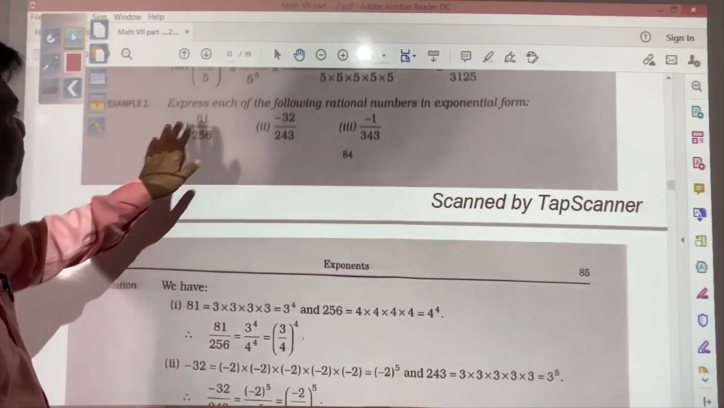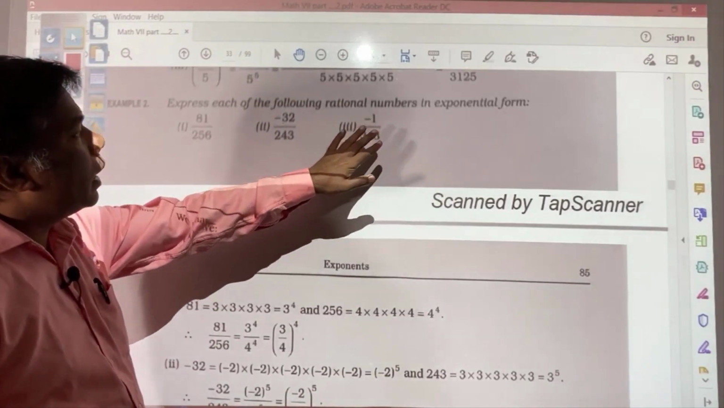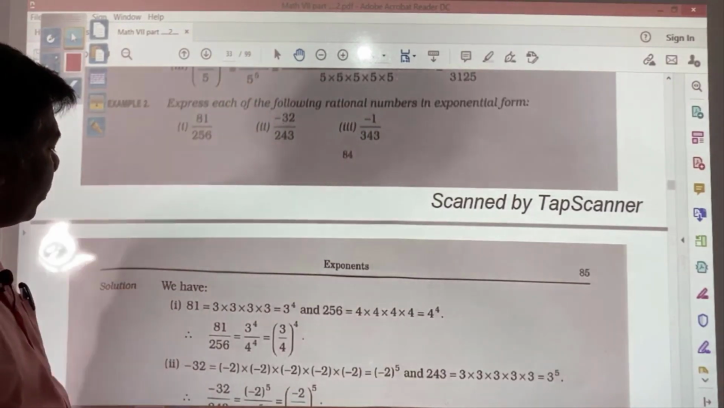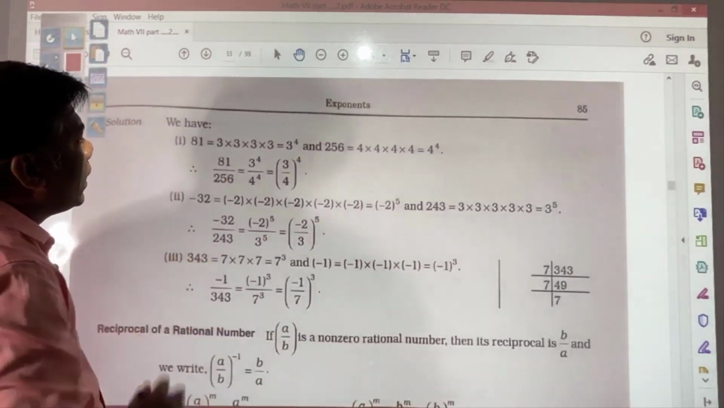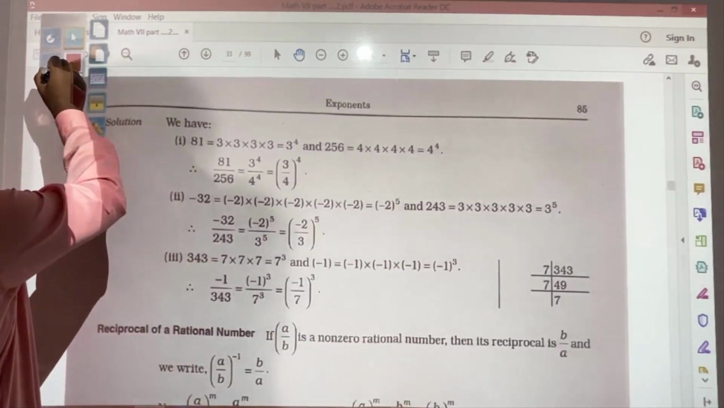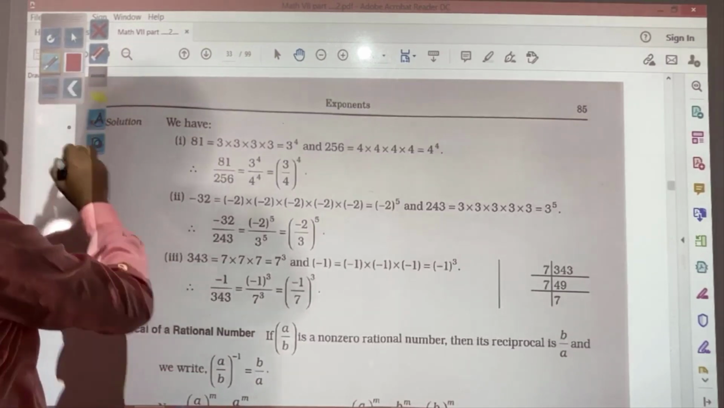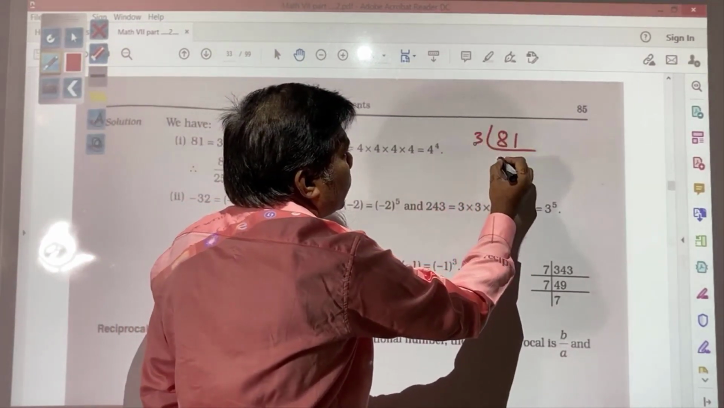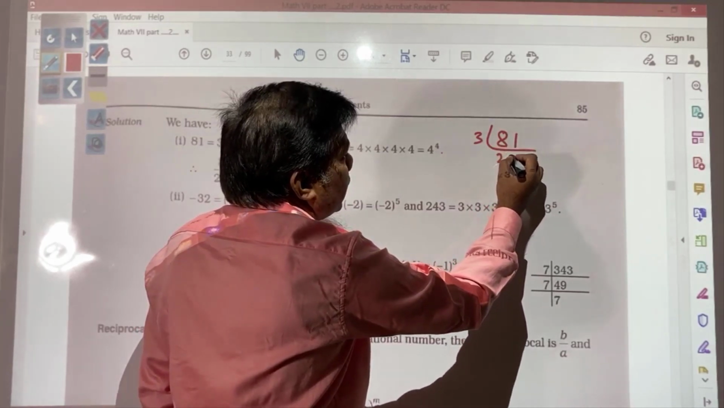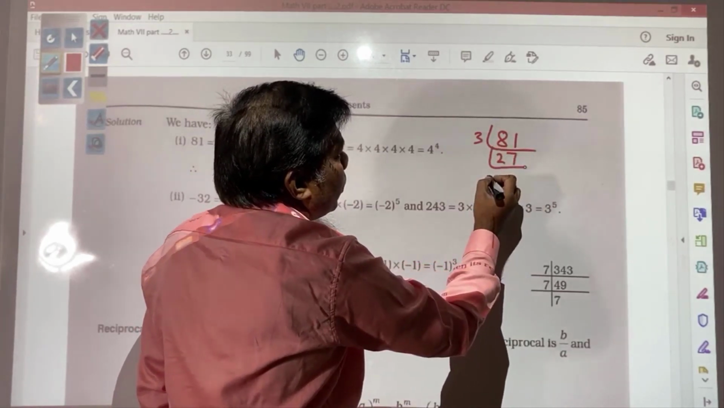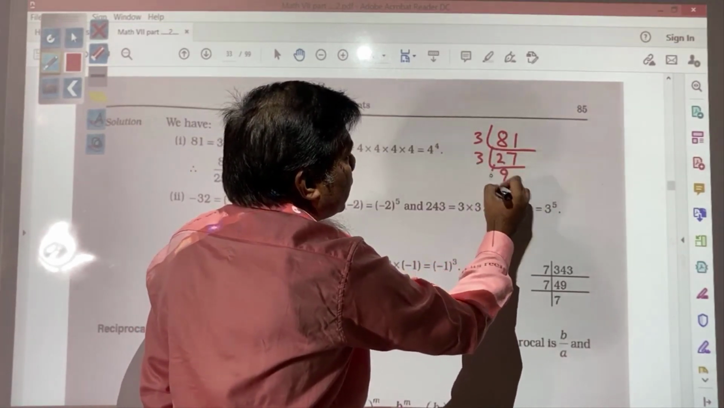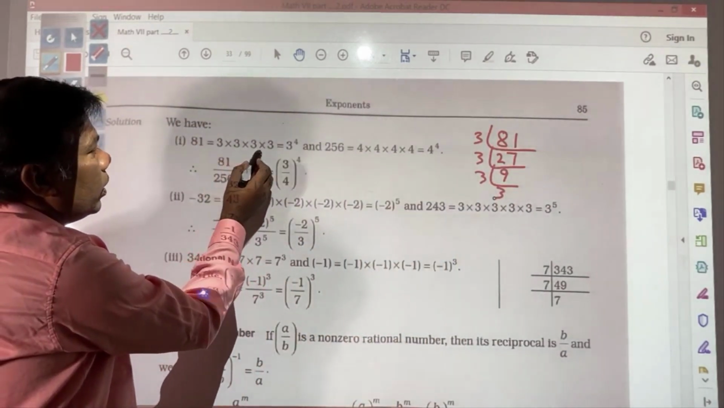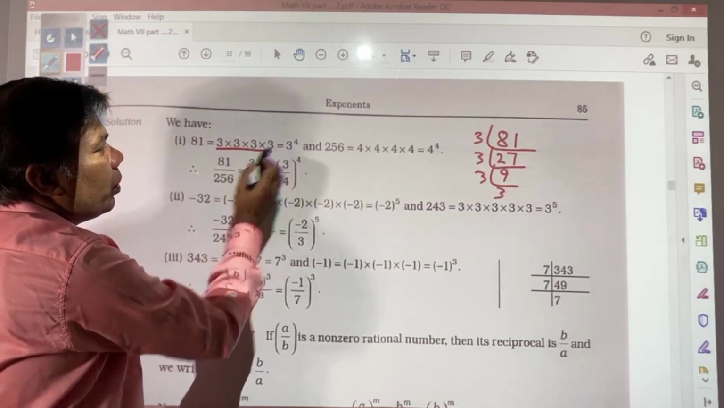Next, express each of the following rational numbers in exponential form. So 81 by 256. Just to factorize 81, if you are factorizing 81, what will you get? 3 sixes are 18, 3 sevens are 21, 3 nines are 27 and 3 threes are 9. So this can be written as 3 into 3 into 3 into 3, or 3 to the power 4.